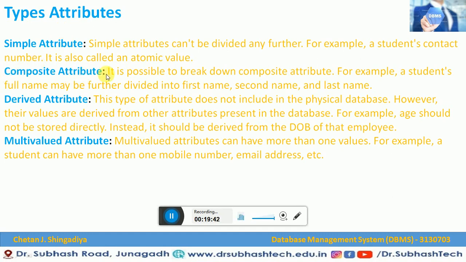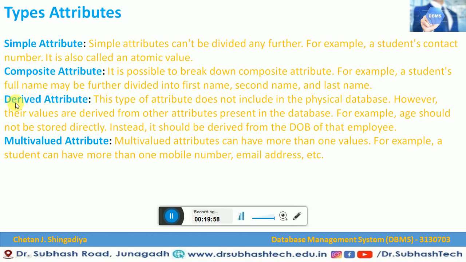Now composite attribute. It is possible to break down a composite attribute. For example, student full name may be further divided into first name, second name, and last name. So this is how you can represent it as a composite attribute.